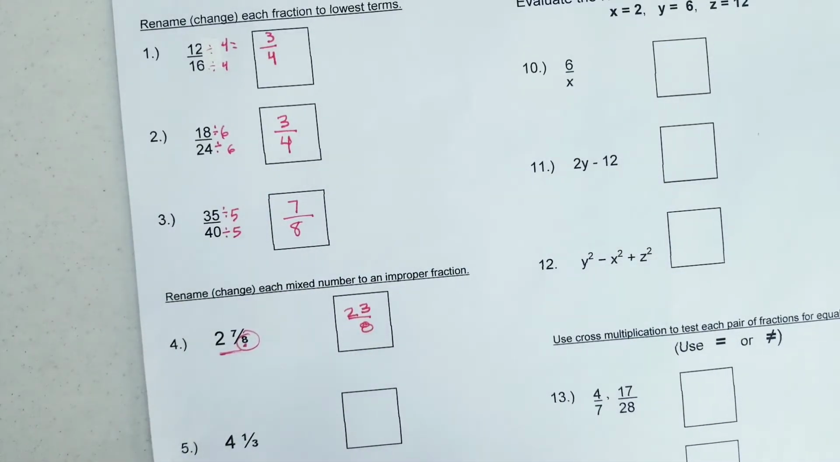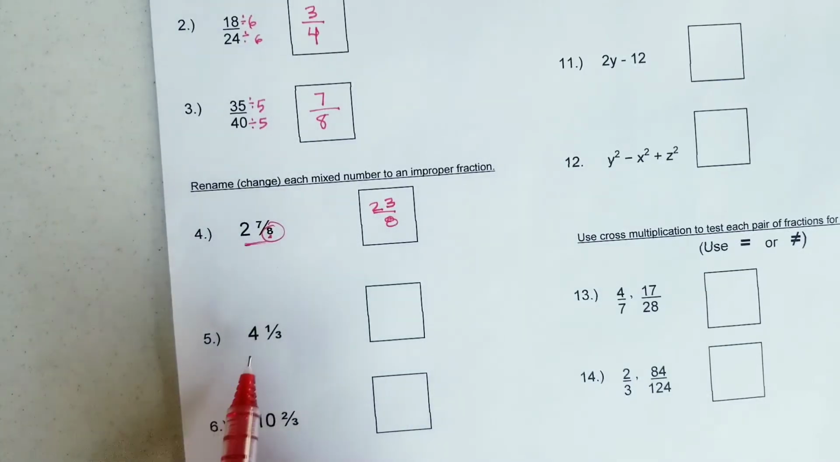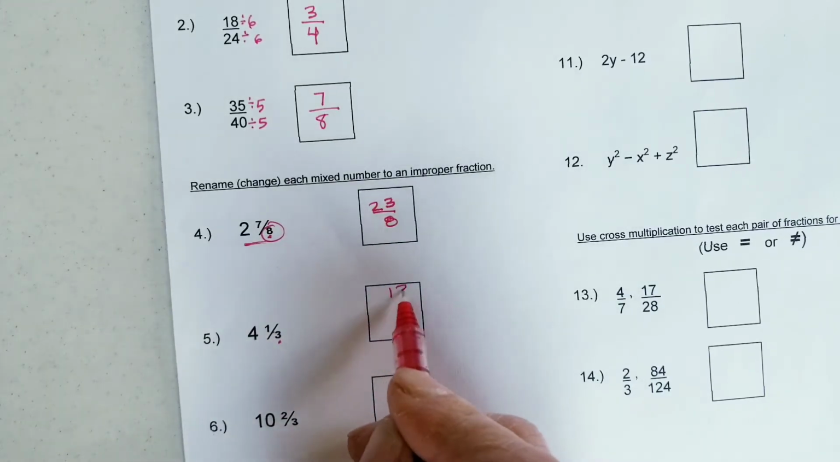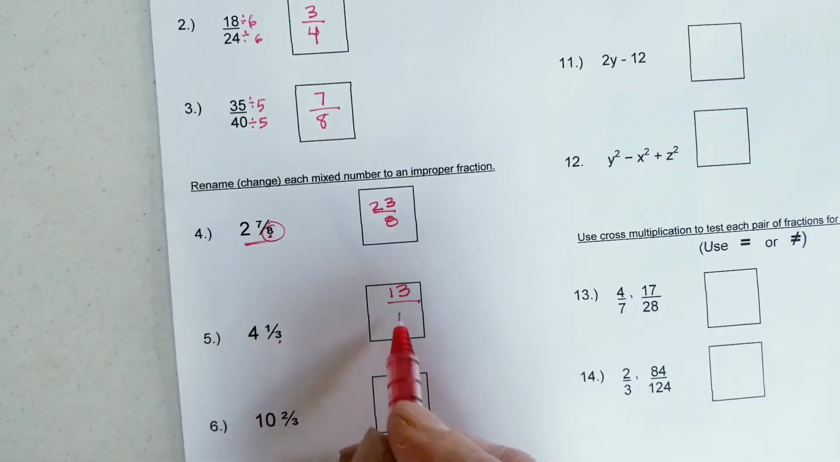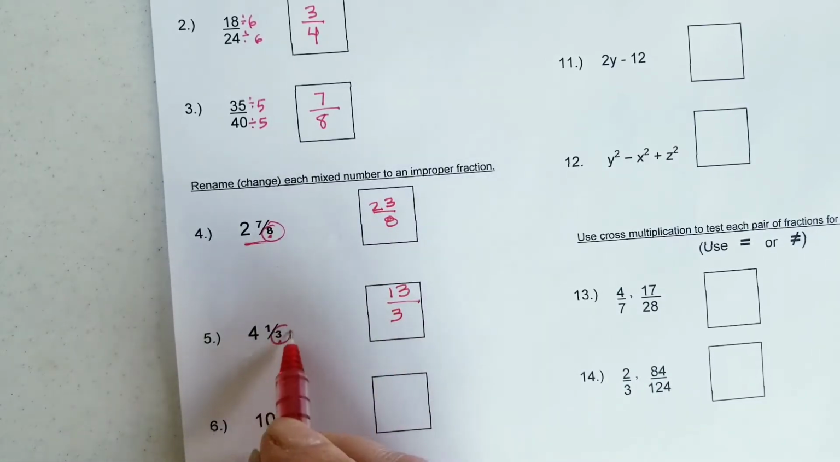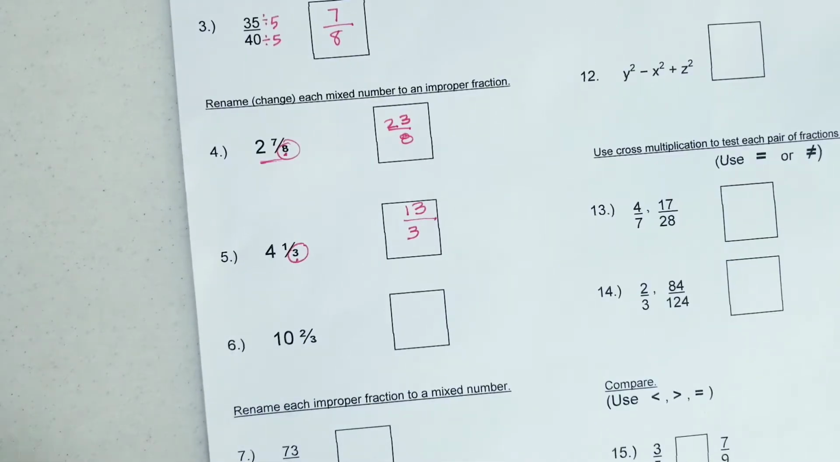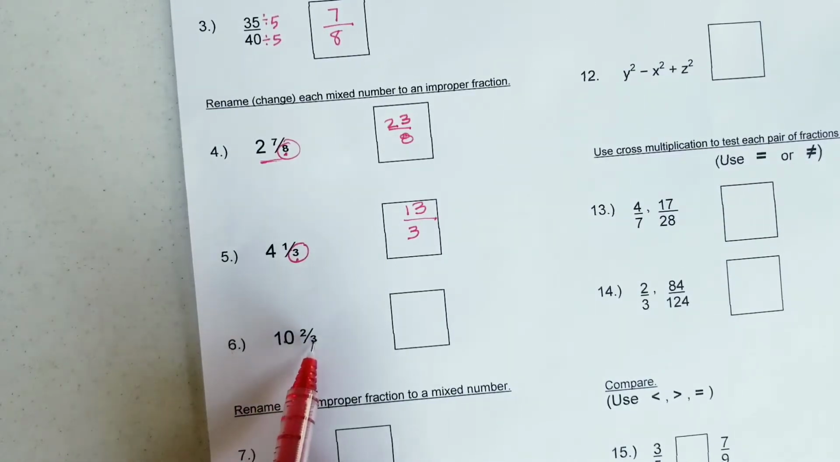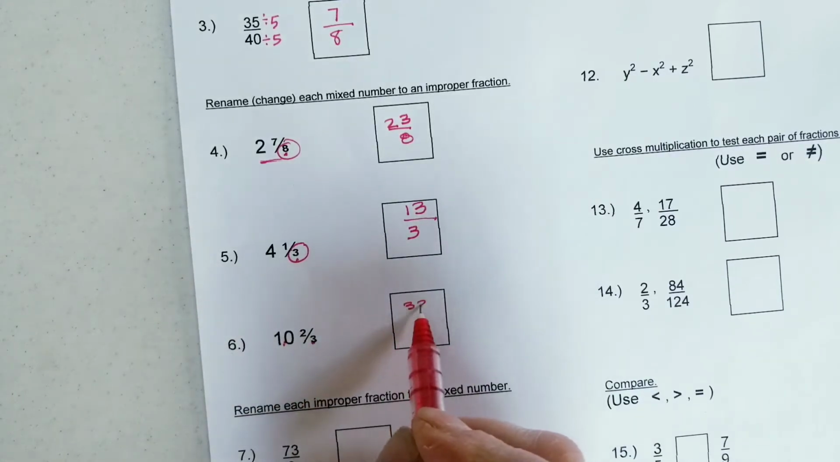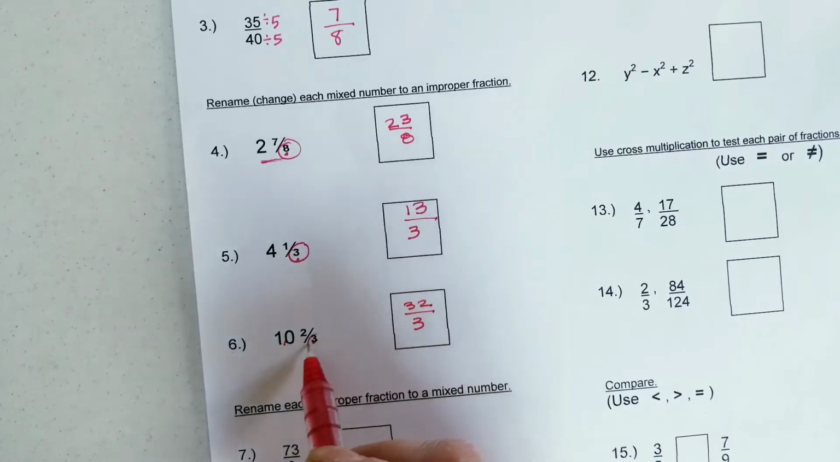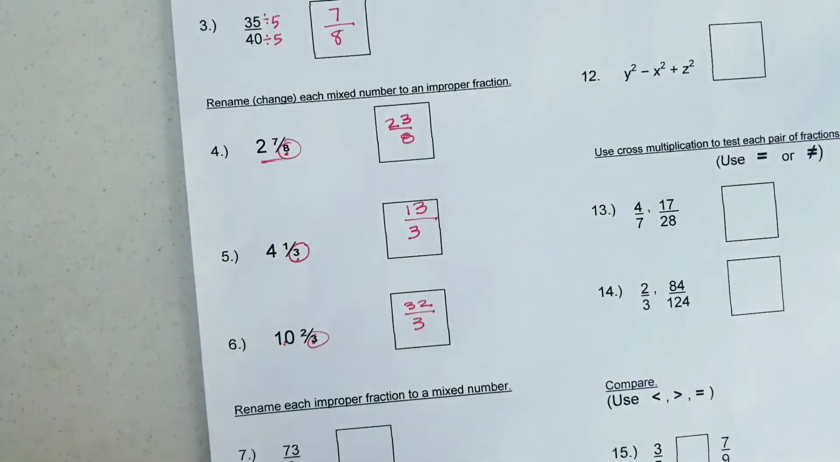Okay, let's try one more. 4 1/3. My whole number of 4 needs to be multiplied by my denominator, that's 12, because 4 times 3 is 12. Add 1, that gives me 13 in the numerator spot, and I keep my denominator the same, 13/3. The denominators always stay the same. Next one, 10 2/3. Multiply my whole number times my denominator, 10 times 3 is 30, plus 2 is 32, and keep my denominator the same, 32/3.